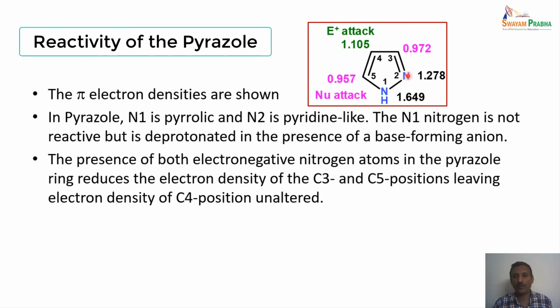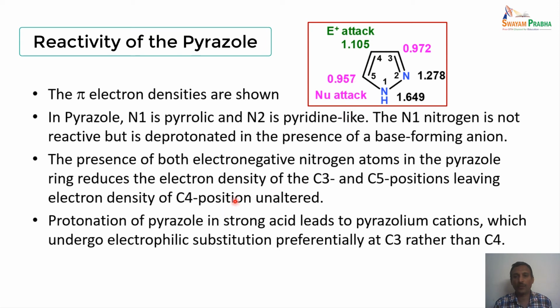Because of the presence of both electron-withdrawing nitrogens, and the electronegativity of nitrogen being more than that of carbon, the nitrogen pulls the electrons towards itself. This makes these two carbons, C3 and C5, lower in electron density. That is the reason it is shown here as a reduction of electron density on C3 and C5, whereas carbon number 4, which is away from the two nitrogens, relatively retains its electron density.